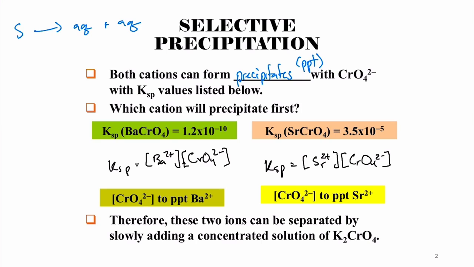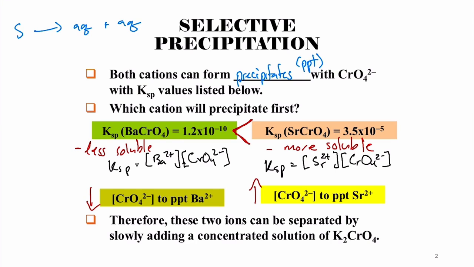So that means that we need less chromate to precipitate the barium than we do for strontium. Right? We need more chromate for this. So this is going to be less soluble, and this is more soluble, right? Because the equilibrium constant for strontium chromate is larger than that for barium chromate, which means that there's more aqueous ions for strontium chromate at equilibrium than there is for barium chromate at equilibrium.